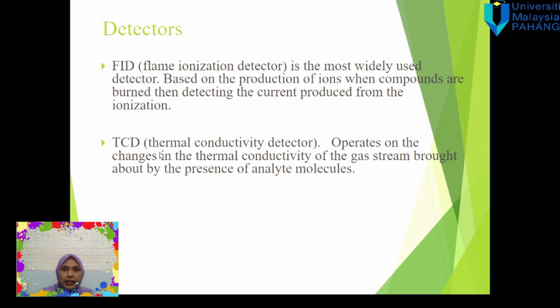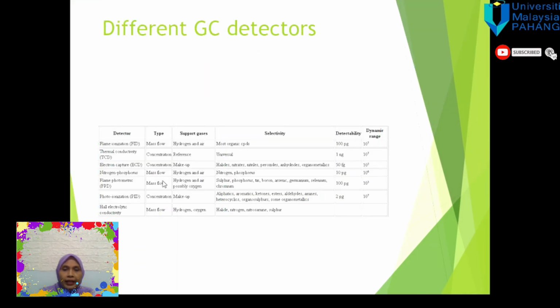The TCD operates on changes in the thermal conductivity of the gas stream brought about by the presence of analyte molecules. And other detectors can be used in GC besides FID and TCD. ECD, FPD, PID or mass spectrometry can be used. That's all for the compartments of GC.